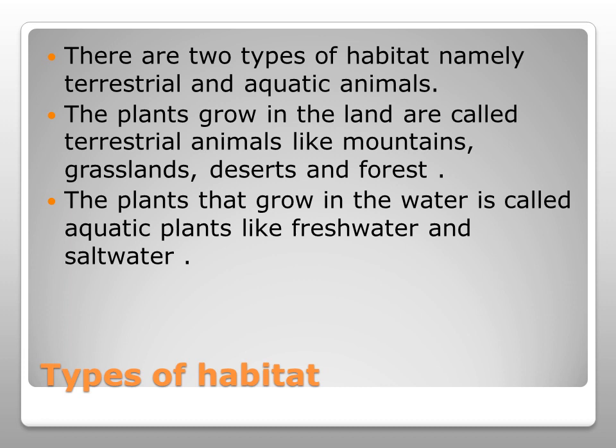Aquatic means the plants and animals that grow in water, either in fresh water or in salt water. Fresh water means lakes, ponds, rivers, etc. And salt water means oceans, seas, etc. So how many types are there? There are two types, terrestrial and aquatic. Terrestrial means the plants which grow on land. Aquatic means the plants which grow in water. They are called aquatic plants.